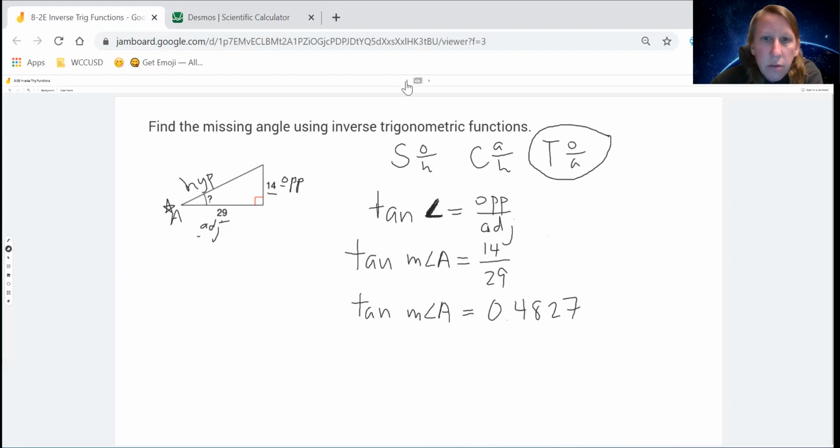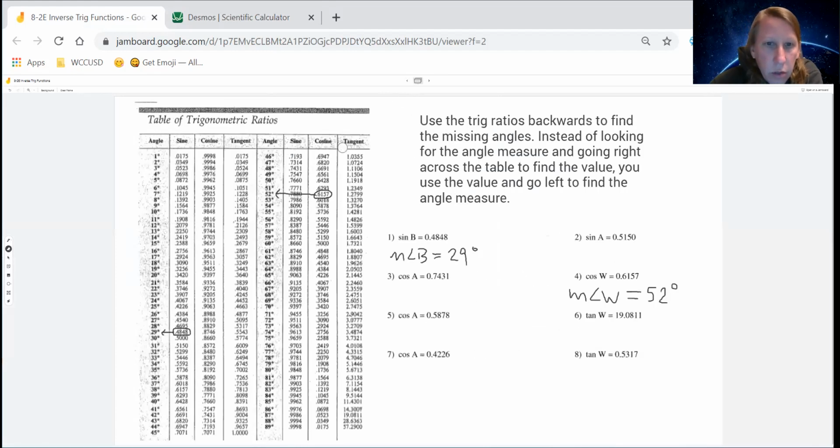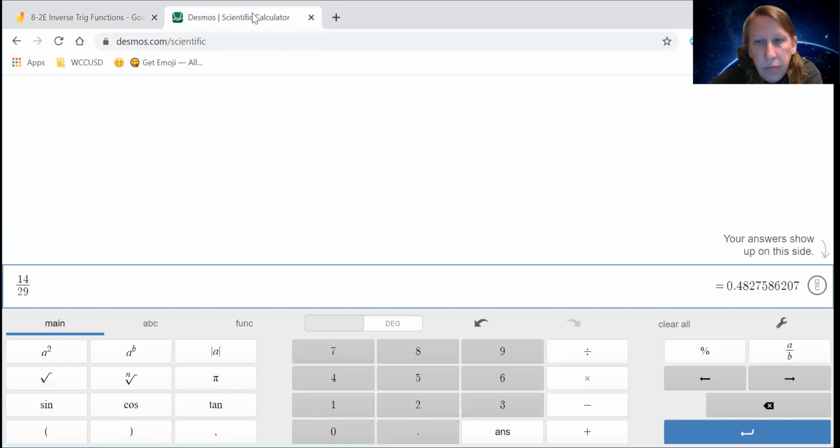So I'm looking in the tangent column of numbers, and I'm looking for 0.4827. It's kind of between these two. So if I look across the table over here, it's between 25 and 26, maybe a little closer to 26. So that's one way to do it.